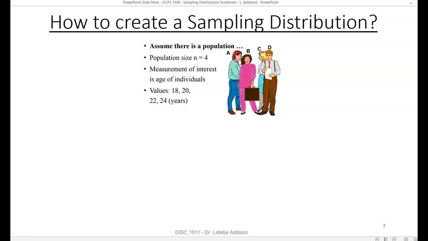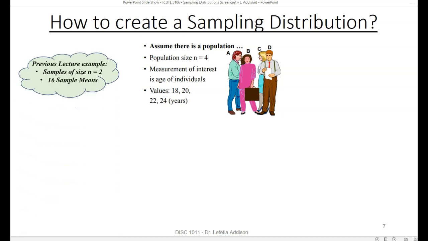We previously assumed that there's a population of size n equal to 4, where the measurement of interest is the age of individuals, with those values being 18, 20, 22, and 24 years old. In this example, we took samples of size n equal to 2, and we were able to recognize that there would be 16 sample means. If you need a recap, here it is.